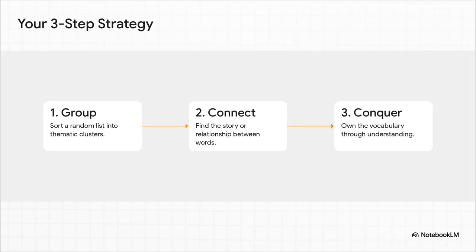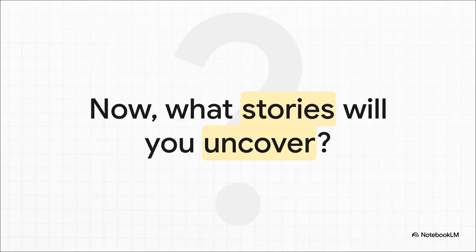So here it is, your new 3-step strategy. Step 1, group. Take any random list and sort it into thematic clusters. Step 2, connect. Find the story or the relationship that links those words together. And finally, step 3, conquer. Own the vocabulary not by just memorizing it, but by truly understanding it. We just turned a really daunting list into a puzzle, and we solved it by finding the stories hiding inside. So the question for you now is, what other lists can you conquer with this method? The next time you face a wall of words, don't just see a list, see a puzzle that's just waiting to be solved.